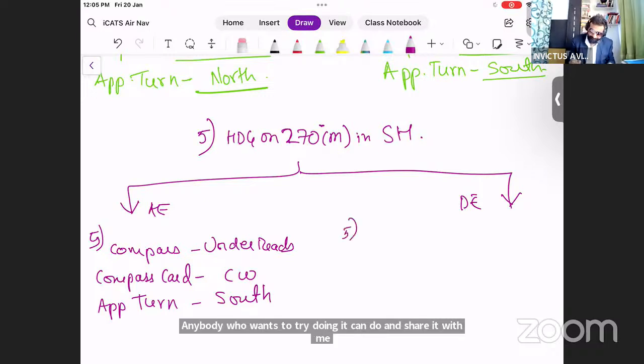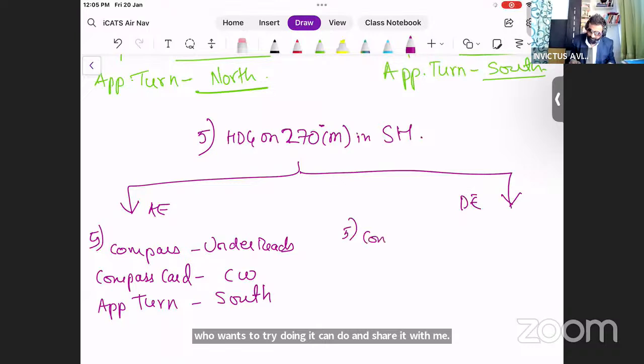Deceleration error in the southern hemisphere on a westerly heading. Why are we talking about hemispheres here? Because in the northern hemisphere, more influence would be with respect to the North Pole. In the southern hemisphere, more influence would be with respect to the South Pole. So a certain change is going to happen in our understanding of the errors or the impact of the errors on the heading indication.